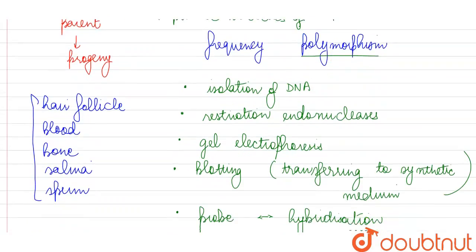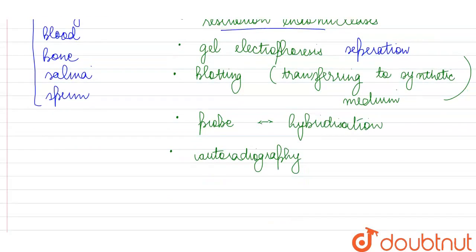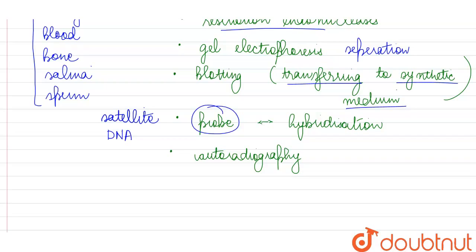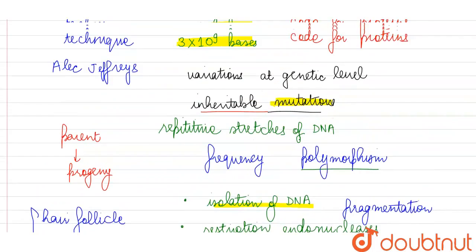So we've already discussed the various steps. We isolate the DNA. Then we break it down into fragments by digesting it with restriction enzymes. Next, we separate the fragments using gel electrophoresis technique. Then we are going to transfer these DNA fragments to synthetic medium. Then using a satellite DNA as a probe, we are going to allow our DNA to hybridize with the probe. And finally, by autoradiography technique, we can view the hybridized DNA and compare two pieces or two samples of DNA.